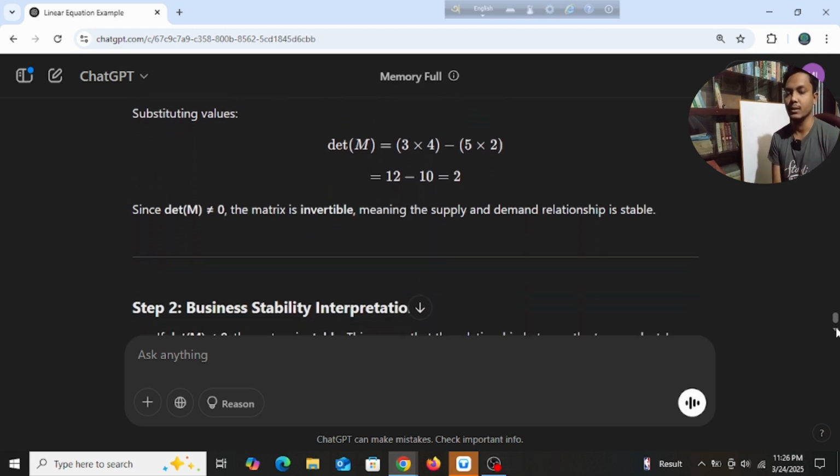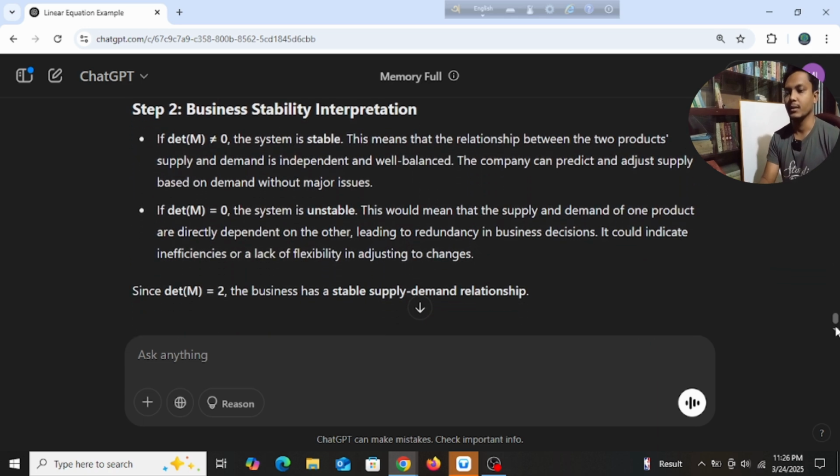So this is not 0, guys. If the determinant is 0, then it's not possible to get any solution, we know. But in our case, since determinant M is not equal to 0, the matrix is invertible, meaning the supply and demand relationship is stable. So business stability interpretation: if the determinant is not 0, the system is stable. This means that the relationship between two products, supply and demand, is independent and well balanced. The company can predict and adjust supply based on demand without major issues.